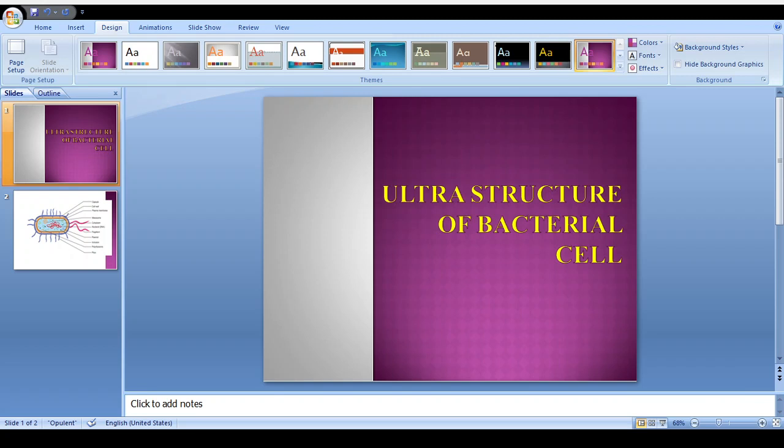The basic shapes of bacteria are the cocci, meaning spherical, bacilli, meaning rod-shaped bacteria, spiral, which is also called the spirochetes, and the last one is the vibrio, which is comma shaped. So these are the basic 4 types of shapes of the bacteria.